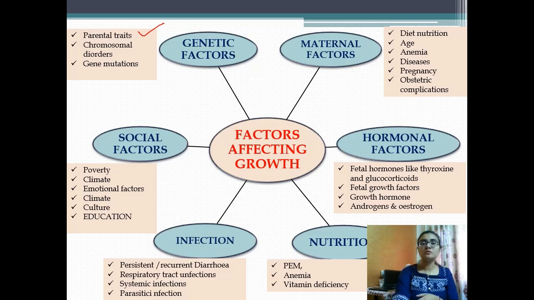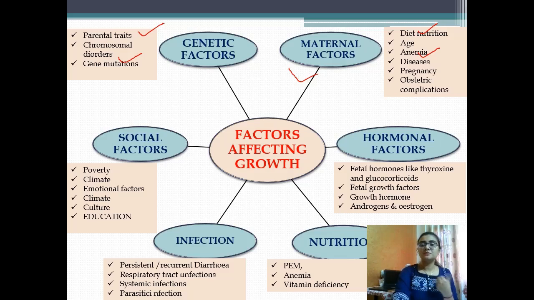Second is chromosomal disorders. Sometimes some chromosomal disorders occur like Prader-Willi syndrome, Noonan syndrome. All these chromosomal abnormalities or gene mutations result in growth restriction. Then we add maternal factors. Maternal factors like maternal diet, whether the mother is properly nourished or not. If she is not nourished, the fetus will not be nourished either. Age of the mother, is it a very early pregnancy or a late pregnancy, right?